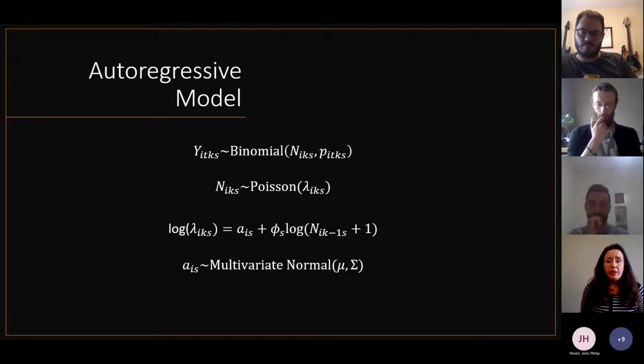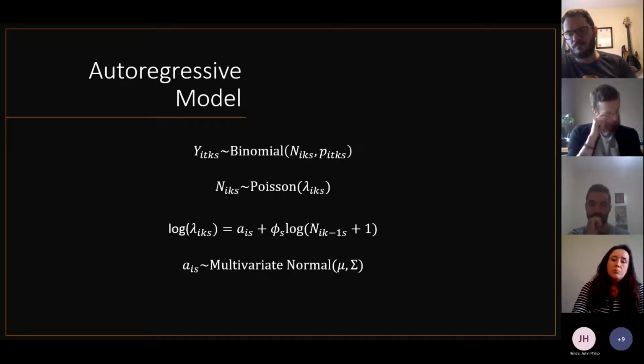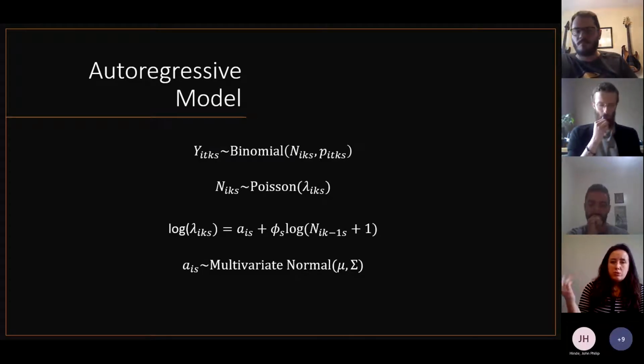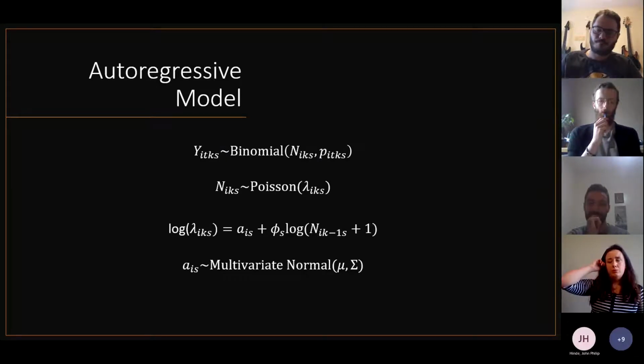Now this is an AR1 model. The abundance at time K depends only on the abundance at time K minus 1, but you could easily add more autoregressive terms to the abundance if you wanted to allow it to depend on the abundances at times K minus 2, K minus 3, and so on. So that was our autoregressive model, which was the second model we were working on.